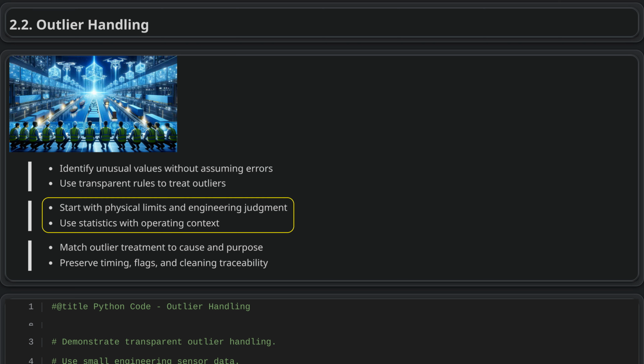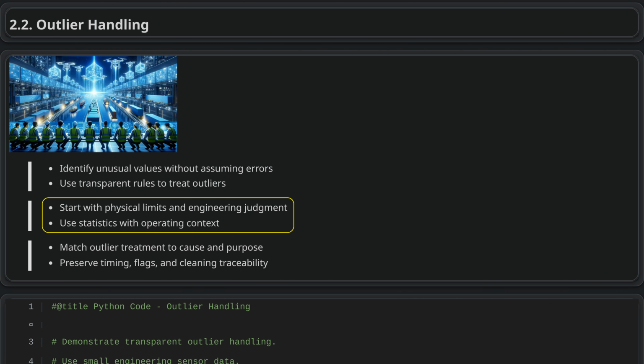Handle outliers first with engineering judgment and known physical limits. Then use statistics to find subtle problems. Impossible values, such as temperatures below absolute zero or efficiencies above 100%, should be rejected immediately. For the remaining data, use percentiles and medians in tables, and compare each time series point with nearby values.